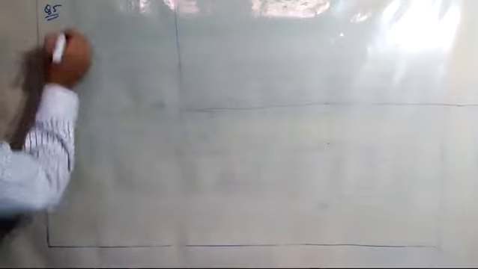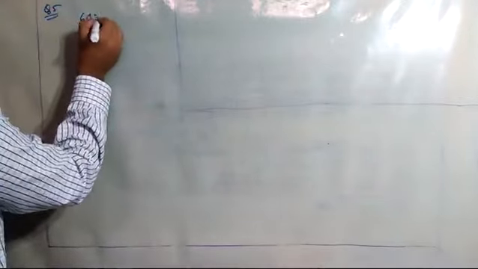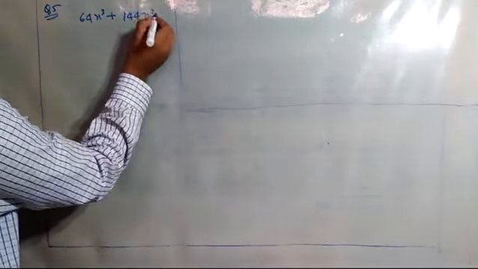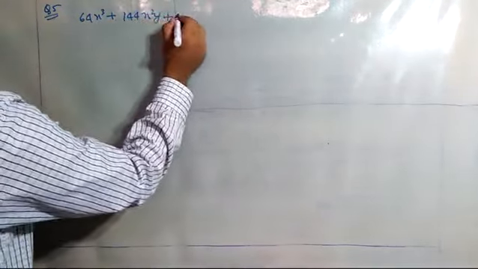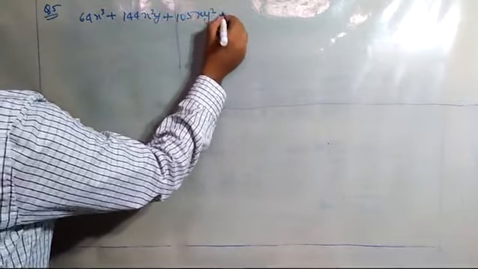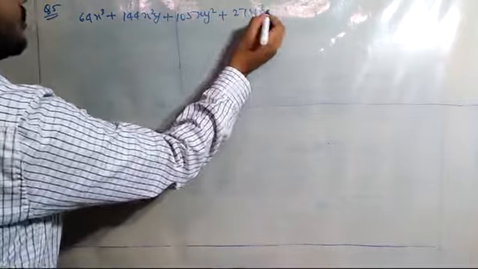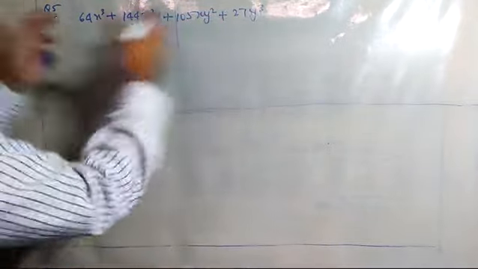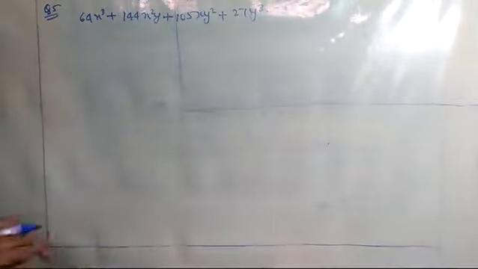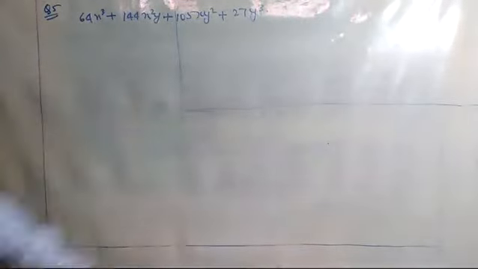Now question number 5 we have to solve. It is given 64x cube plus 144x square y plus 105xy square plus of 27y cube. That means we have to compress this. This is in expanded form. We have to convert into binomial cube.